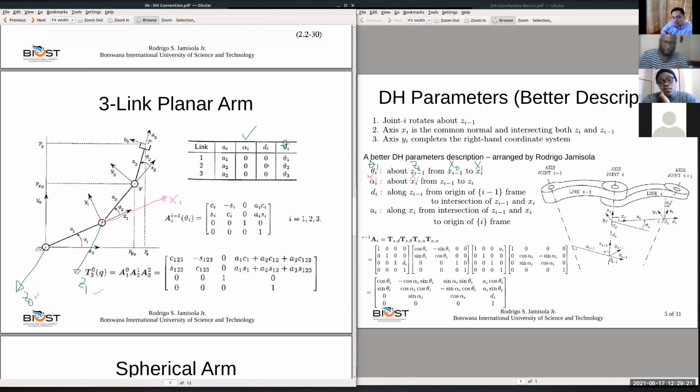So again, put your thumb in the direction of x1, and then the 4 fingers in the direction of z0. Now we rotate about x1 from z0 to z1. But in this case there's no rotation, because z0 and z1 are in the same direction. They are parallel. There's no rotation being done, and that's why this is 0.